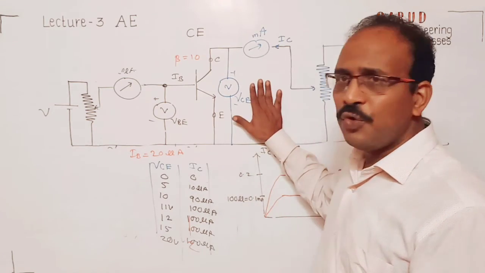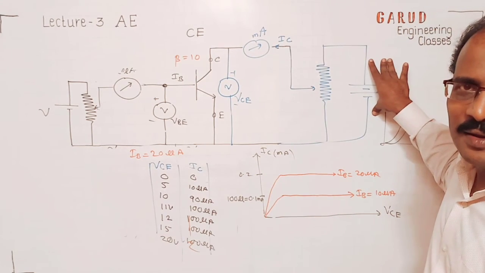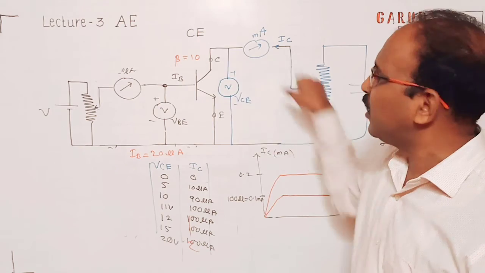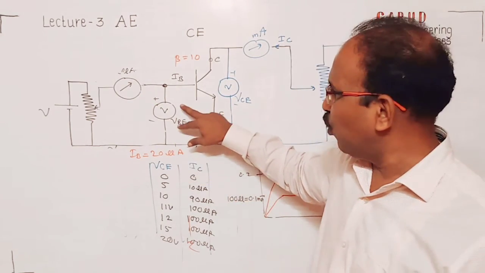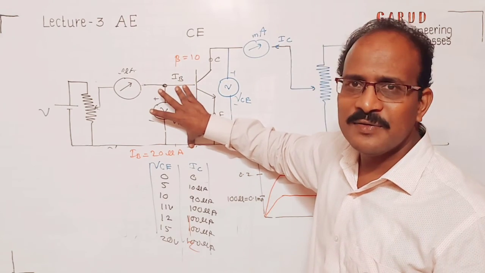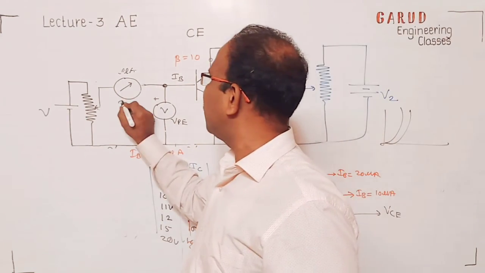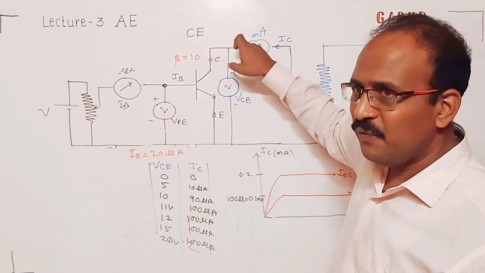Okay. So what to do for the characteristics? We have to draw the circuit. See, the circuit is very simple. The voltmeter should be connected across, and the current meter should be connected in the loop. How to give names? A voltmeter is always presented with 2 letters, and a current meter is always presented by a single letter. This current meter gives you IB. And here also, the voltmeter is VCE.